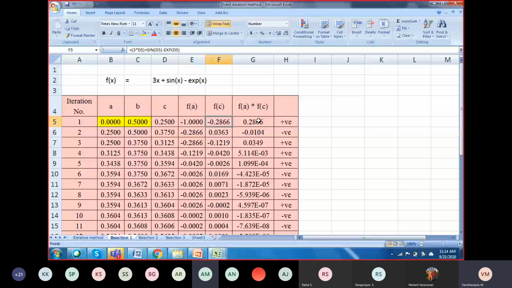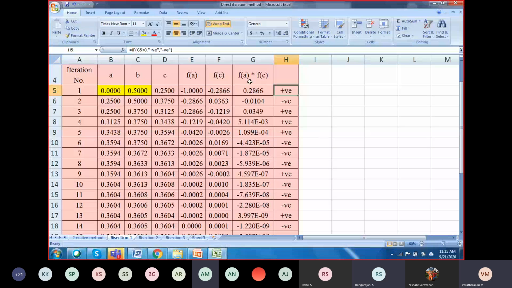See here what I have given. I have given an if command. If the cross product of f of A and f of C is greater than 0, then return that it is positive; else you return a negative value. That way I have given the if command. Here positive, therefore we are getting a positive. If the cross product of f of A and f of C is positive, what do we have to do?